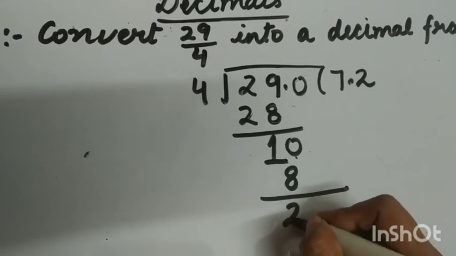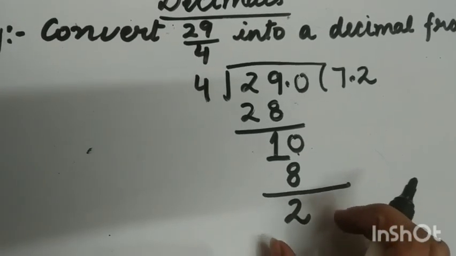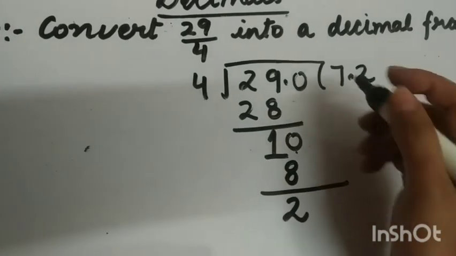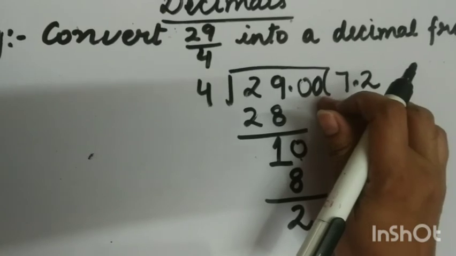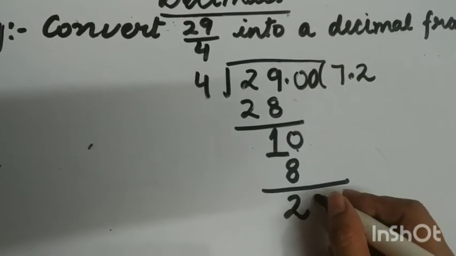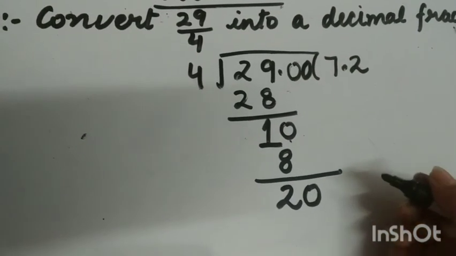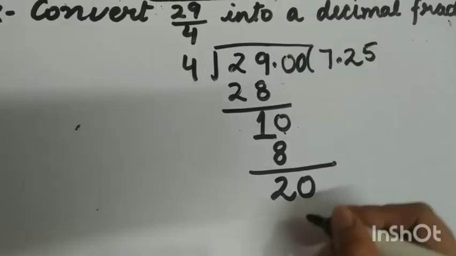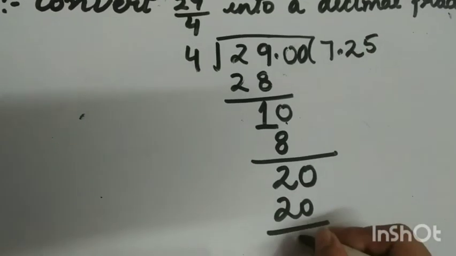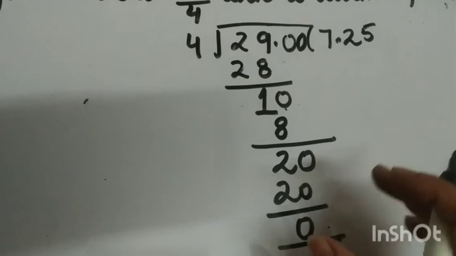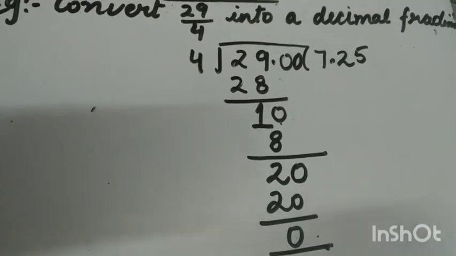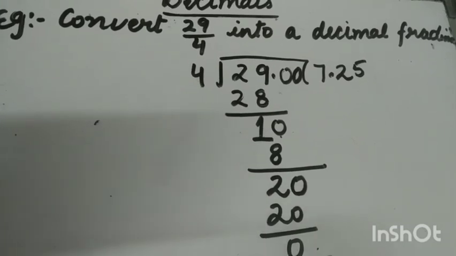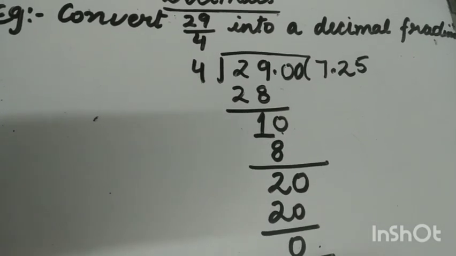Now it's 2 again. A non-zero remainder has been obtained. So again put a 0 on the right of the decimal point in the dividend and to the right of the remainder also. 4 5s are 20. Now the remainder is 0. Okay, we proceed till 0 remainder is left. So this way we convert a fraction into a decimal fraction.